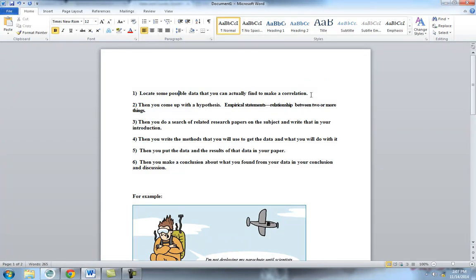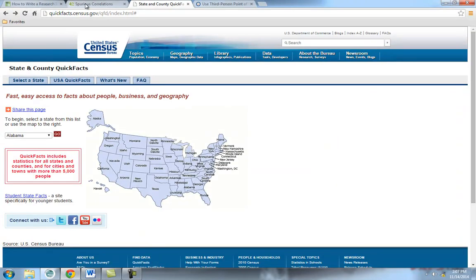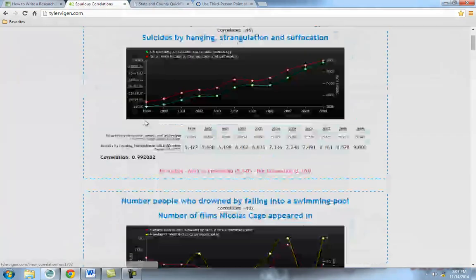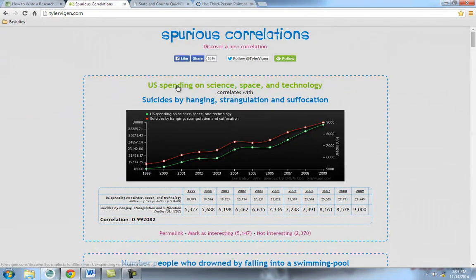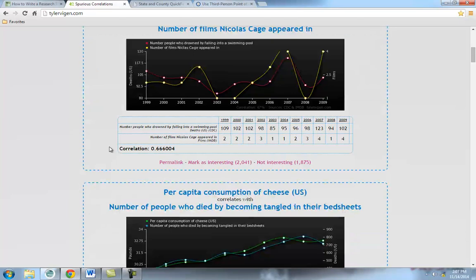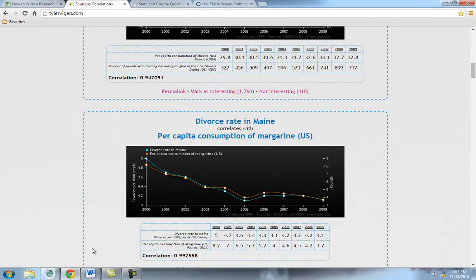Then you help formulate your hypothesis, and that means empirical statements, the relationship between two or more things. So try to avoid things like, let's say you're going to compare U.S. spending on science and space and technology with suicides by hanging. Well, is there a connection here? Try to find connections between things.